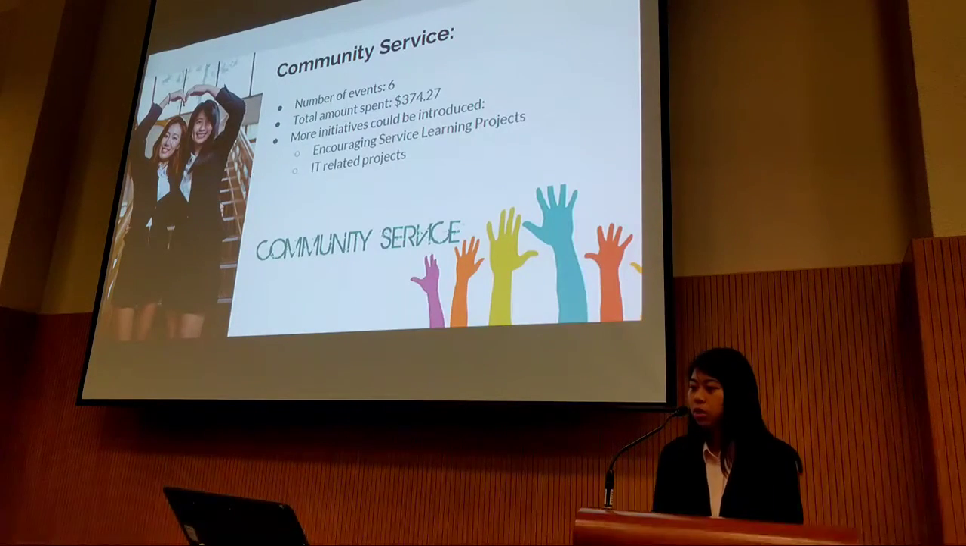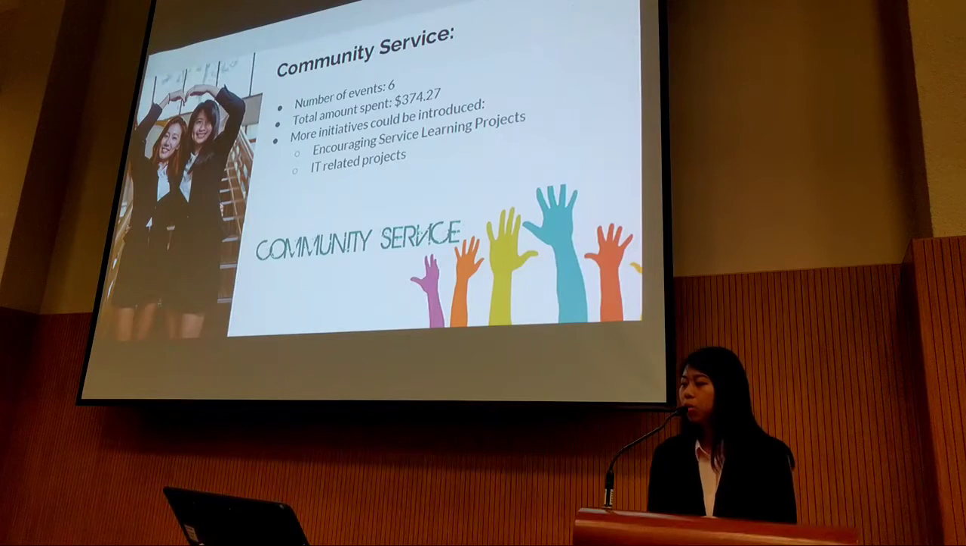As for the Com Service cell, they organized a total of 6 events, spending $374. But we feel that since it's a very new cell, it has a lot of opportunities to grow and perhaps more initiatives could be introduced, such as encouraging students to step up, to take part in service learning projects, to introduce new projects that they are interested in, as well as IT-related projects that might be of more interest to computing students.